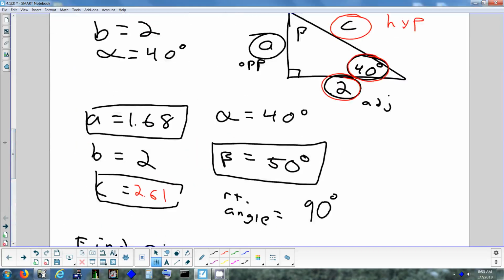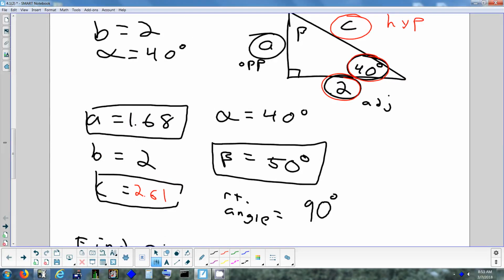A couple things you should check real quick. The biggest side should be across from the biggest angle. Yep. Smallest side should be with the smallest angle. Looks good. And then if you add any 2 sides together, they have to be bigger than the third. Otherwise, your shape is not a triangle. That doesn't guarantee that we did it right, but at least it guarantees there's not something obviously really wrong.